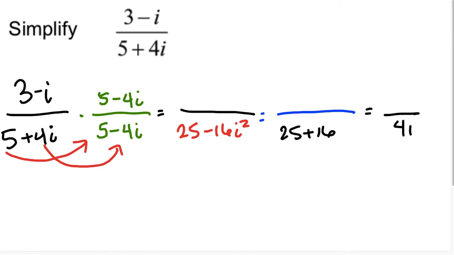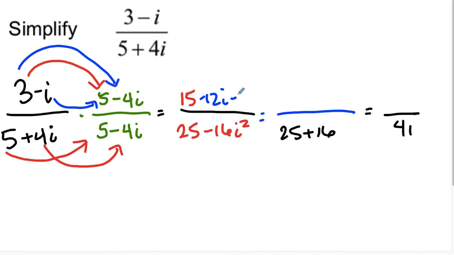Now my numerator. 3 times 5 is 15. 3 times negative 4i is negative 12i. Negative i times 5 is negative 5i. And finally, negative i times negative 4i is positive 4i squared.